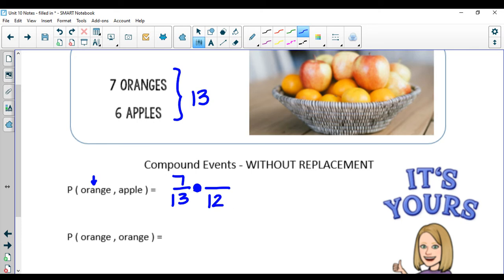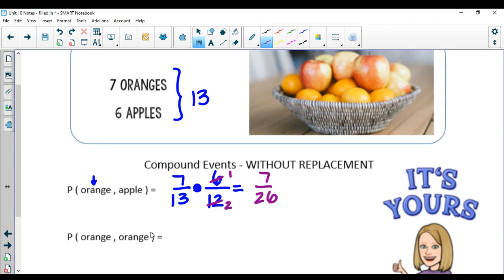One of the things you need to understand is that if you picked the orange and you're trying to pick the orange, you are going to assume in probability that you actually got that orange. So you got the orange, and now there's only 12 pieces of fruit in there. When you go to pick your apple, there are still 6 apples in there because that's what you started with, and you haven't touched the apples yet. And then you would go ahead and multiply. You can simplify before you multiply. So 6 divided by 6 is 1. 12 divided by 6 is 2. That gives me 7 over 26. And again, you can change that over to a percent if that makes you understand it a little bit better.